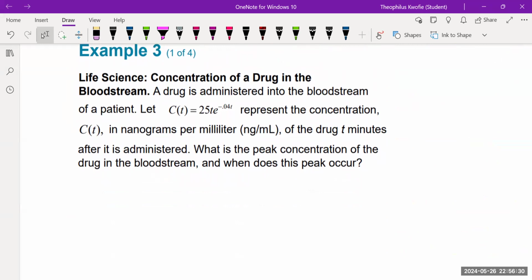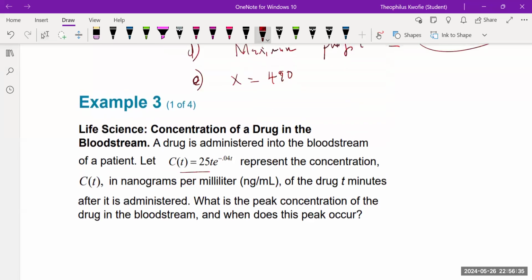Now, a drug is administered into the bloodstream. Let this function represent the concentration, which is denoted as C of t in nanograms per milliliter, of the drug, t minutes after it is administered. Now, the question is, what is the peak concentration of the drug in the bloodstream? And when does this peak occur?